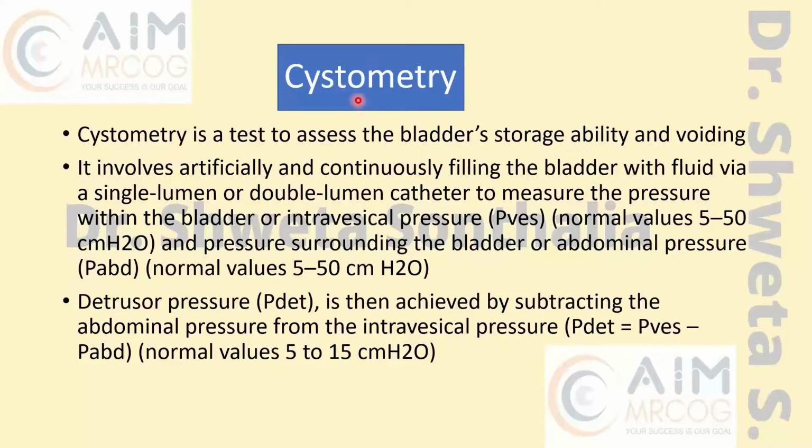Now, in cystometry, as I told you, it will be a multi-channel filling and voiding cystometry. So we will be checking bladder storage abilities as well as voiding. Is it normal or abnormal? So what you will do, you will create a situation where she develops the symptom. So you will artificially fill the bladder and measure the pressure.